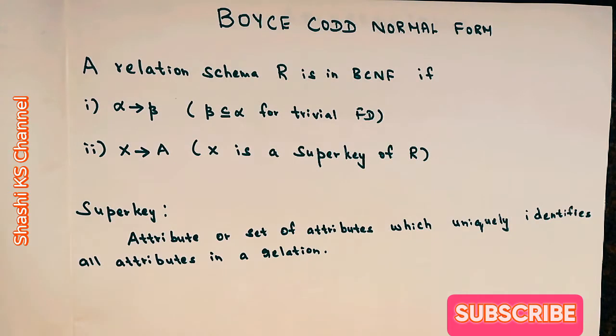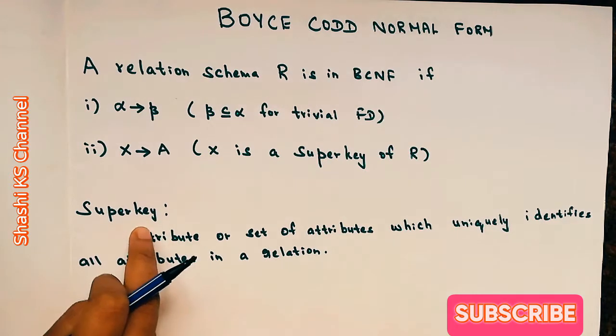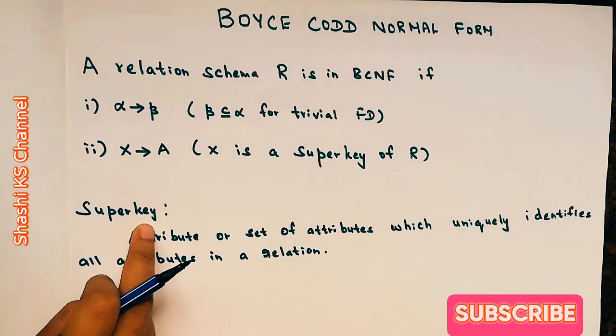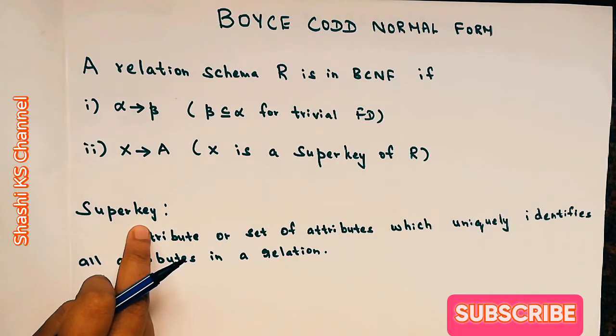Super key is nothing but it can be one attribute or it can be a set of attributes with which we can identify all other attributes in the relation. Okay, with a single attribute or with a set of attributes, if you are able to find out and identify all other attributes in the relation, it is called a super key. So first you have to find out what is the super key of the relation and check whether all the functional dependencies in the relation have the super key on the left hand side. So in that way, BCNF will be able to avoid redundancies in the relation, and if all such functional dependencies follow this format, then we can say that the relation is in Boyce-Codd normal form.